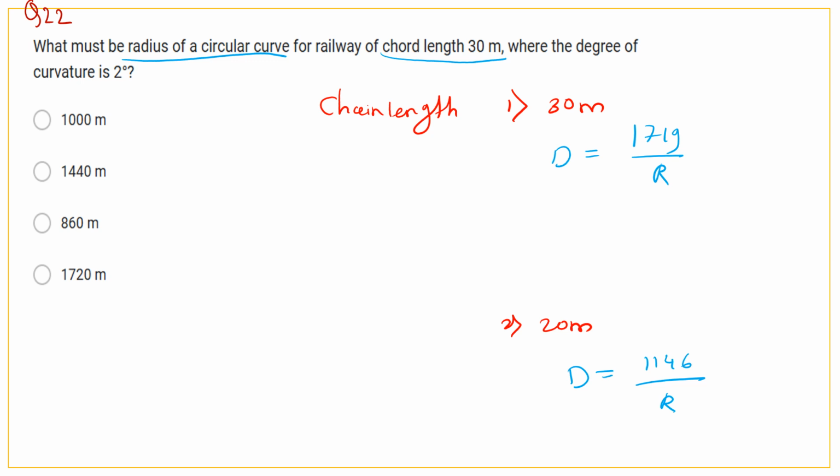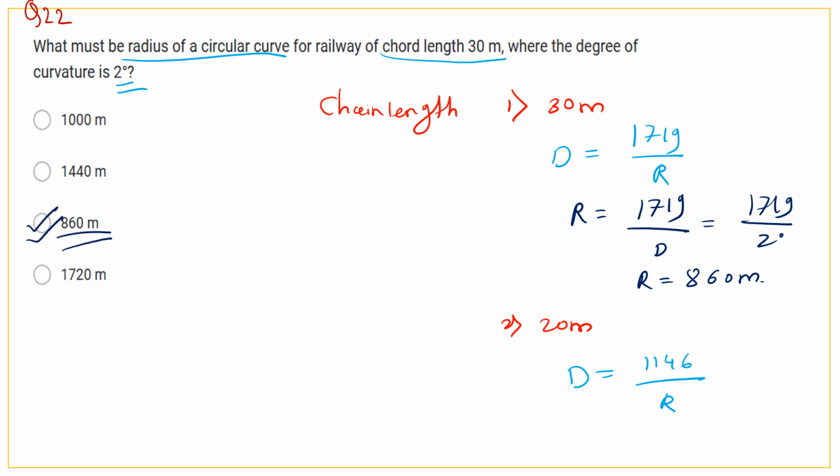So here the value of D is 2 degree. So put that value into the formula. R is equal to 1719 divided by D. 1719 divided by 2 degree, and R is equal to 860 meter. So here the third option is correct, which is 860 meter.